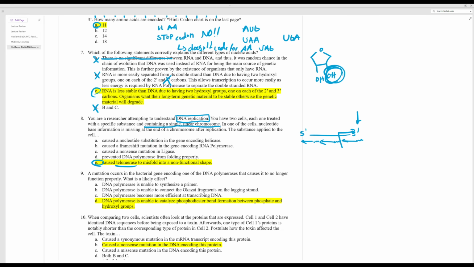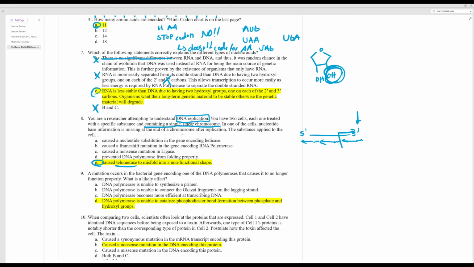A, it says, caused a nucleotide substitution in the gene encoding helicase. If this were true, then helicase is probably no longer functioning, which means the strands wouldn't separate. Okay, that has nothing to do with the end of the linear chromosome.